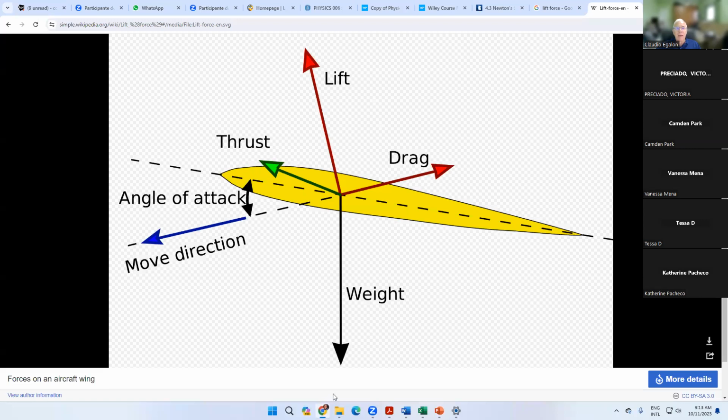And right in here, here's the shape of an airfoil. That's how an airfoil looks. It's kind of the shape of a water droplet.